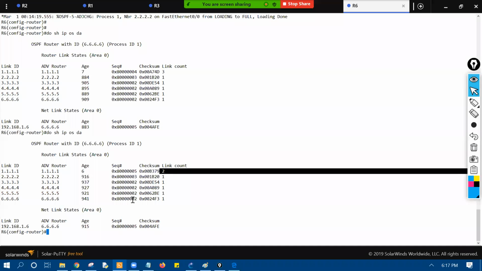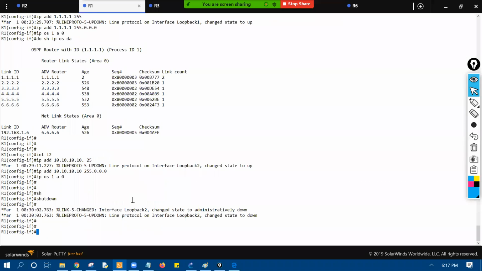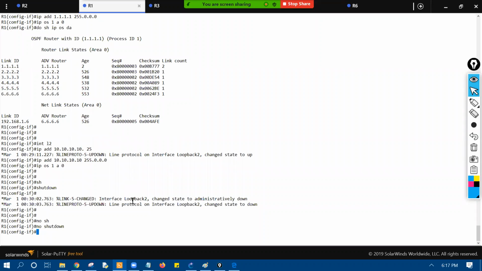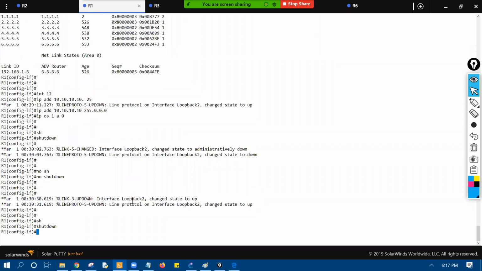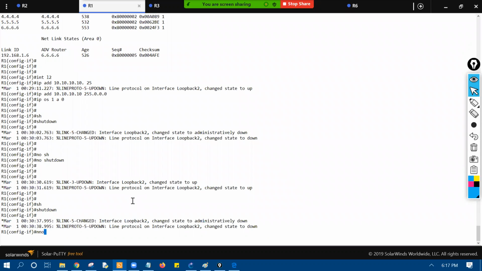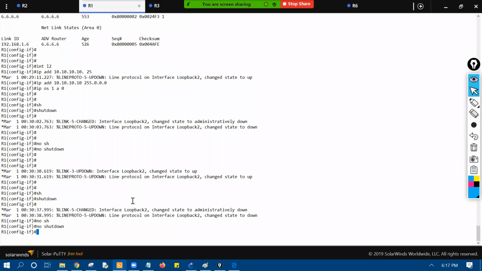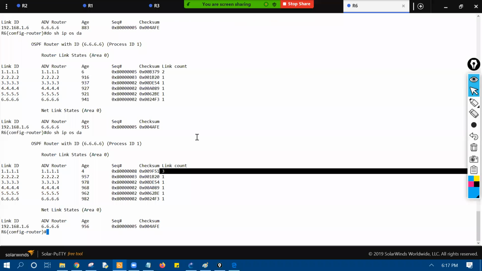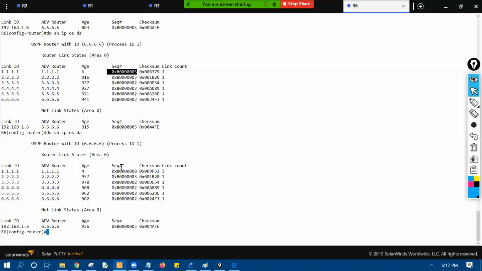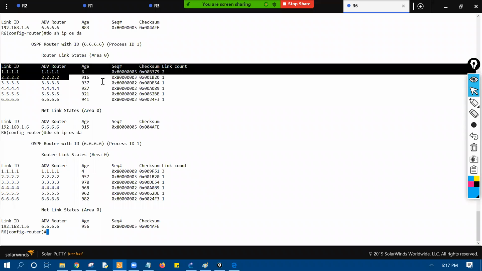Let me do that. Go to R1 again. No shutdown. Wait for some time. Shutdown. No shutdown. Whenever any modification happens, your database table will be changed. Can you see that? Link count is 3, right? Because I'm just flapping the interface. From this point to this point, they all have the same information, right?